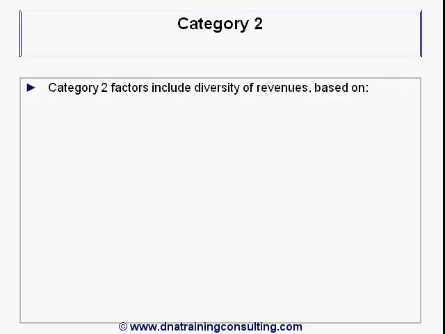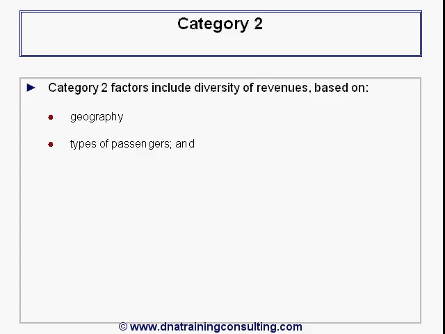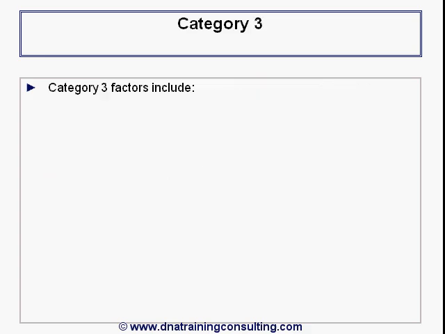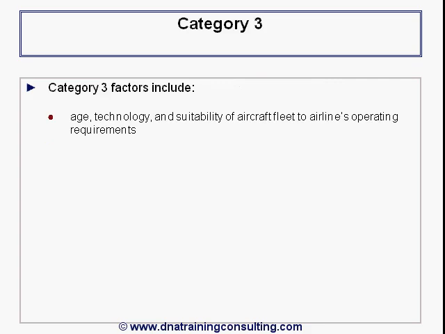Category 2 factors include diversity of revenues based on geography, types of passengers, and contribution of non-passenger services. Category 3 factors, finally, include the age, technology, and suitability of aircraft fleet to the airline's operating requirements, labor relations, and service standards and reputation.